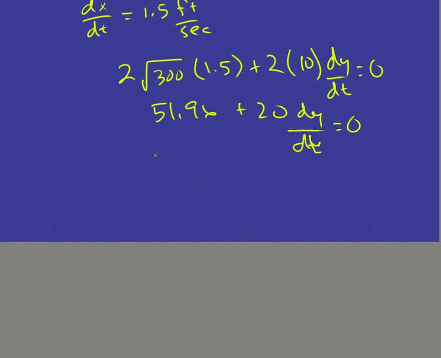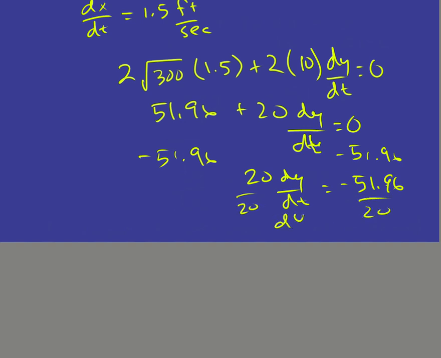That's going to give you minus 51.96 on both sides. 20 dy/dt equals minus 51.96. Divide by 20 on both sides. dy/dt equals minus 2.598 feet per second. And it's negative because it's moving downwards.